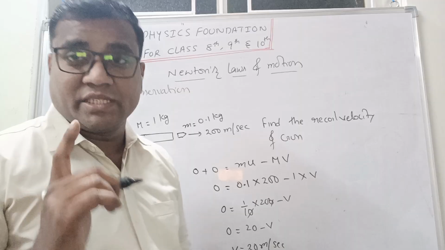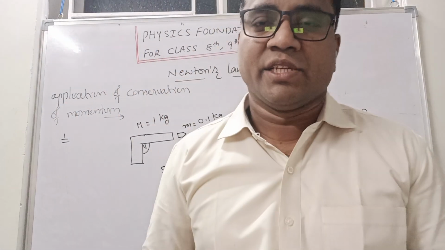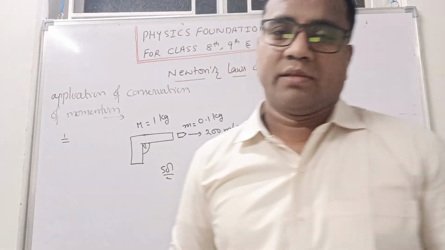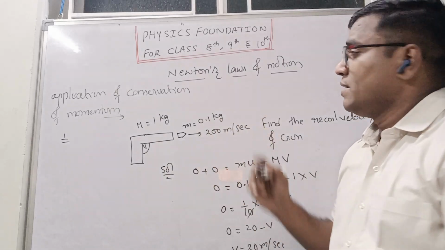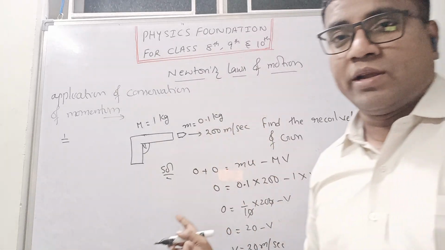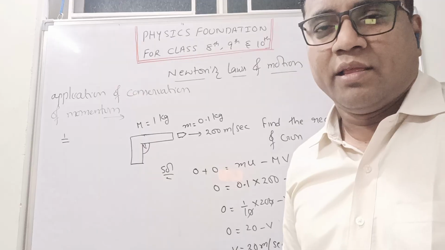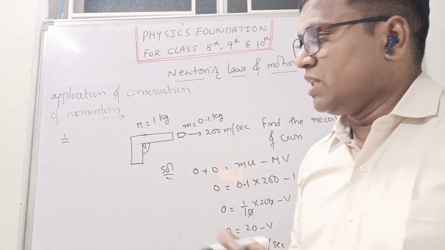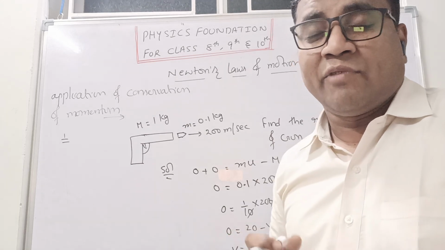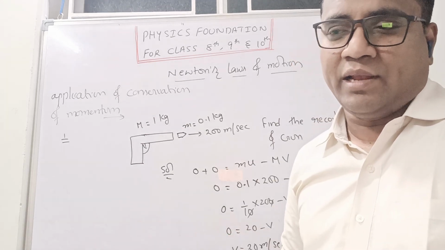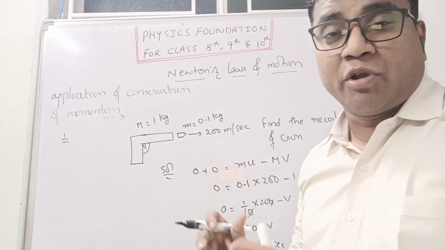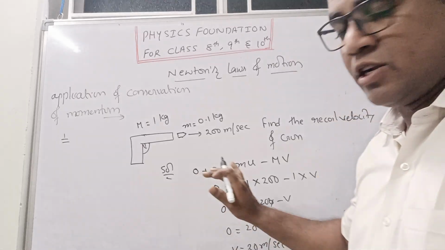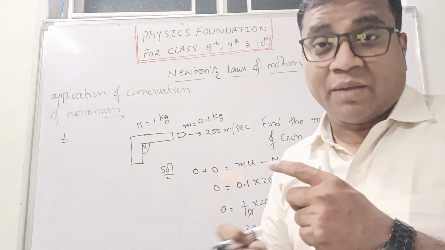Clear? This is the first and important application for your classes. For foundation level, 8th, 9th, 10th, it is the first important topic, based on conservation of momentum. This one we call the recoil velocity of gun. I hope you understood, right? Numerical understood, right? So we will go with the next application.